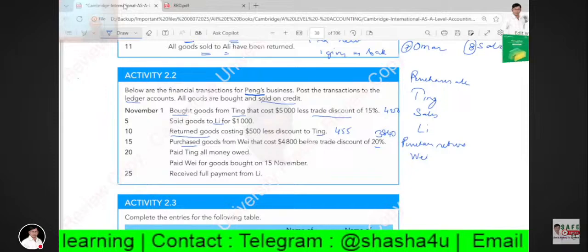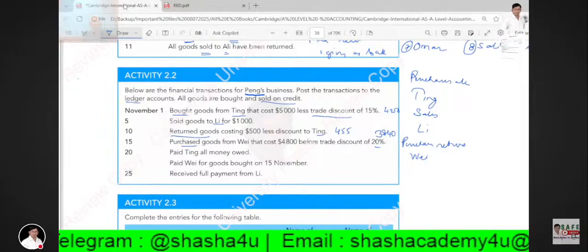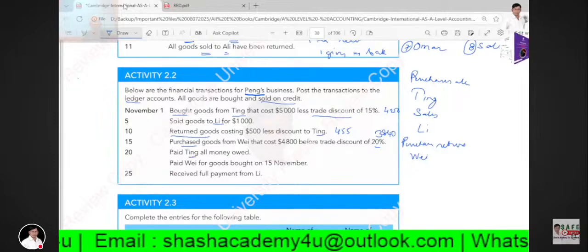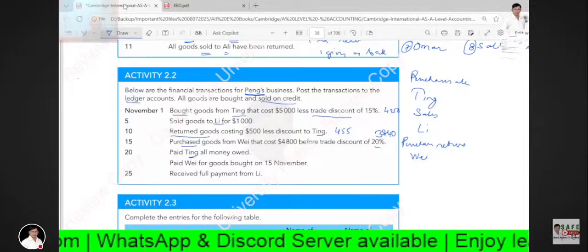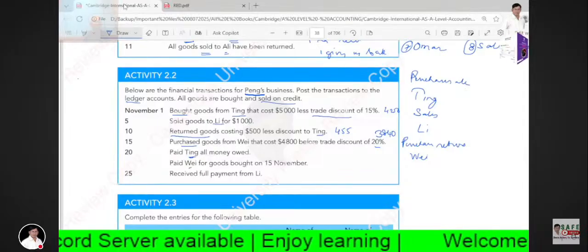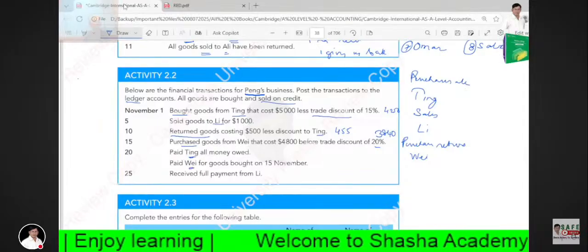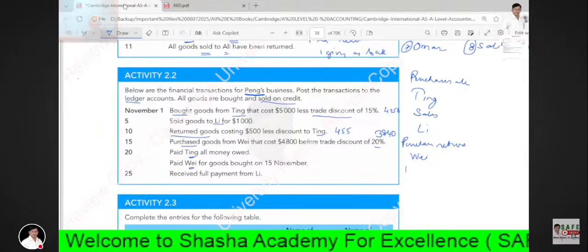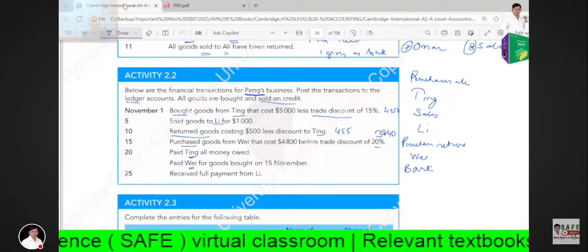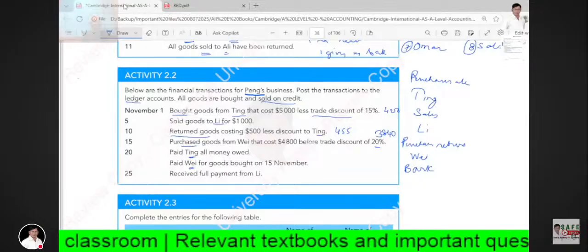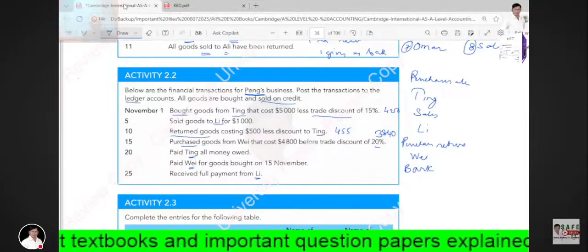Whatever money you owe, you have paid to Ting. Paid V for goods bought on 15th November. So which account will be there? Bank account. We have to open a bank account also. Received full payment from Lee. That will also be recorded in the bank account.